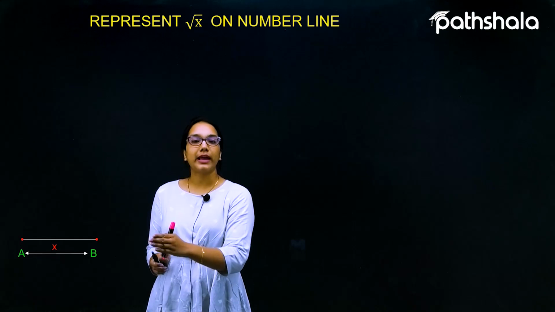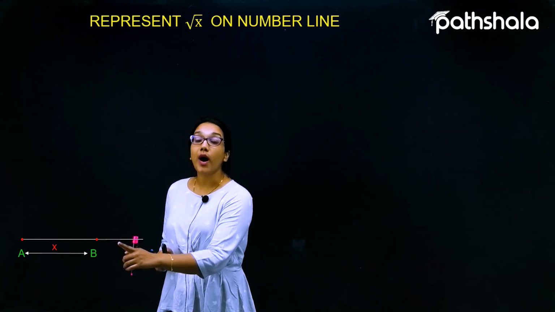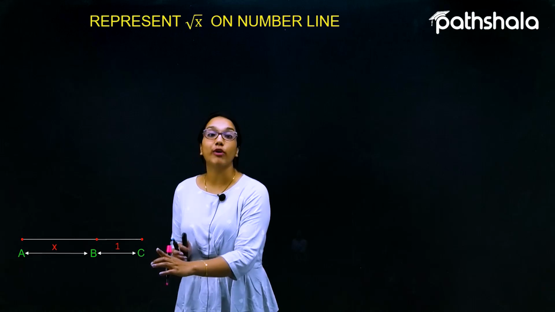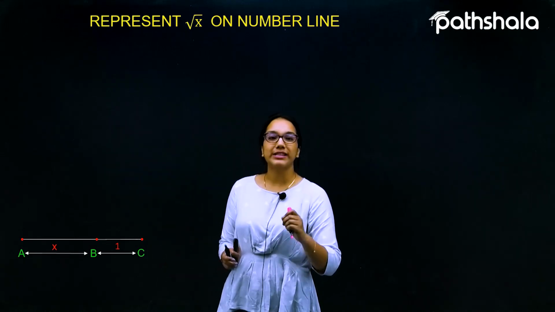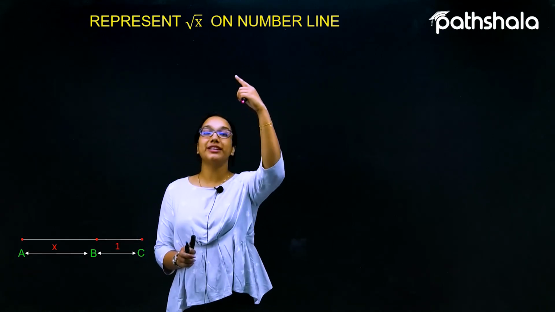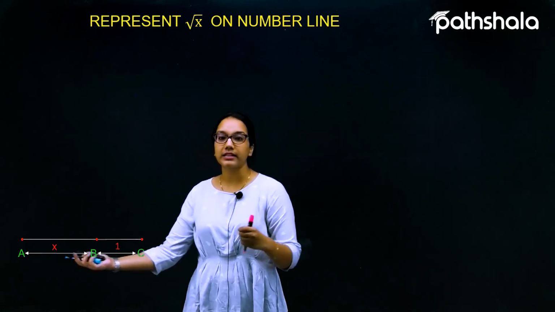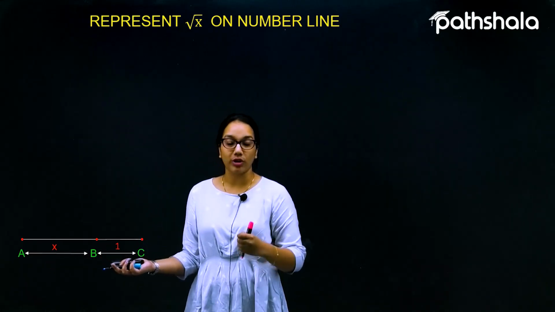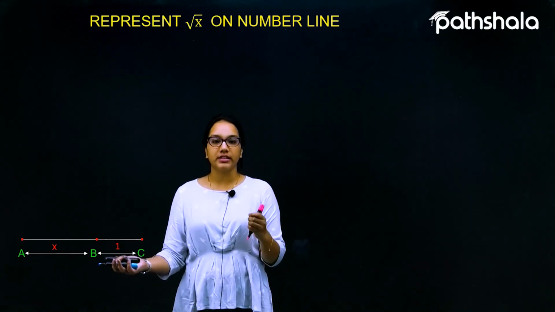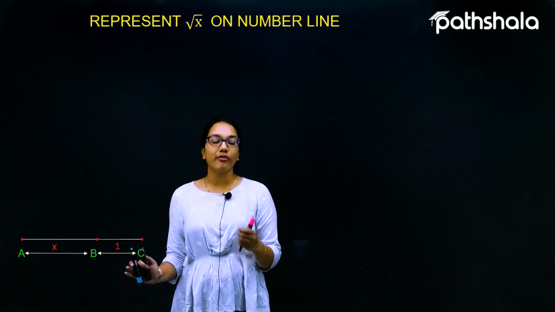The second step would be like, we will take any 1 unit distance from the point B, so that BC will be of 1 unit. So step number 1 was to take any particular distance x, that is AB, because we are representing root x on the number line. After that, we take 1 unit distance from the last point B towards the point C. So BC will be of 1 unit.